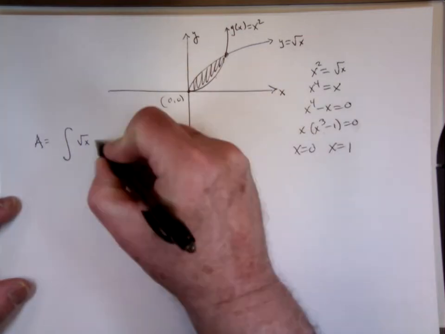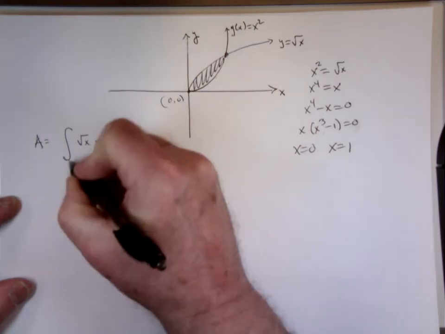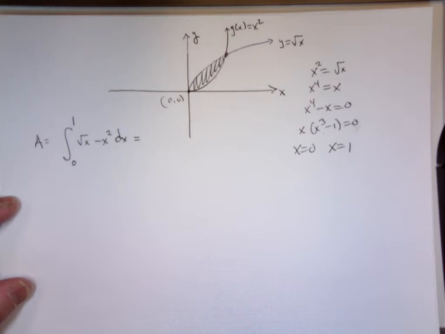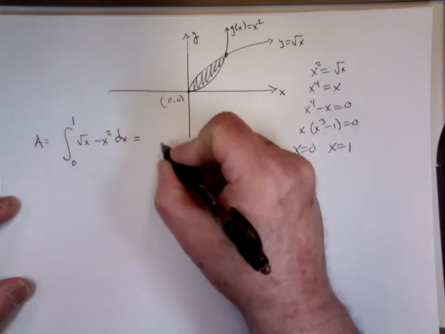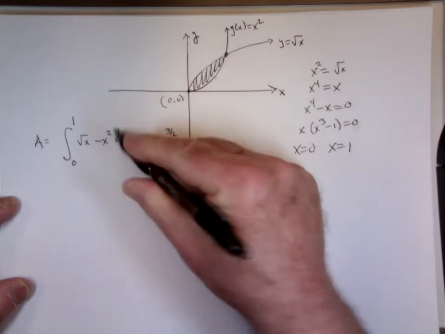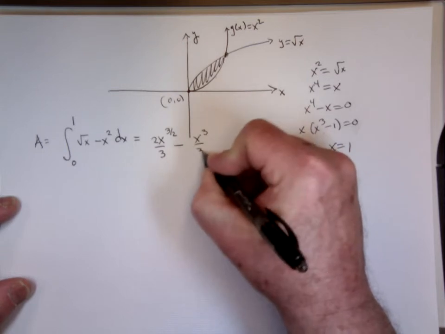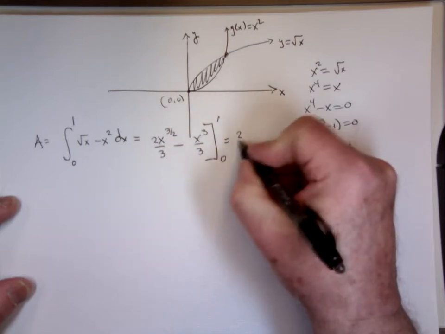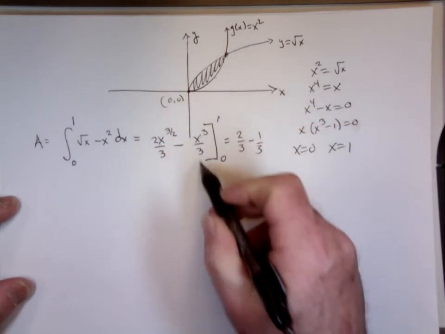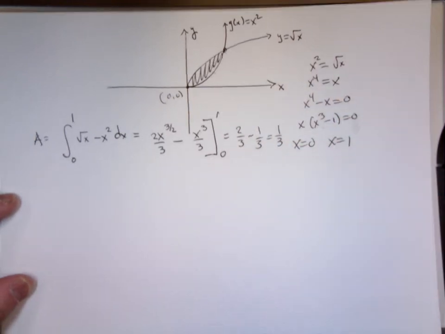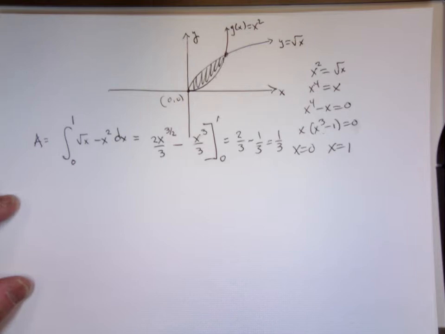Okay, top minus bottom from 0 to 1. Now, I don't know if I actually ask you to do the integral or set up the integral, but this is an easy enough integral to do. X to the 1/2 would be x to the 3/2 times 2/3 minus x cubed over 3 from 0 to 1. This would be 2/3 minus 1/3. The zeros give you 0. You get 1/3 as the area. The area between those two is exactly 1/3 square units.